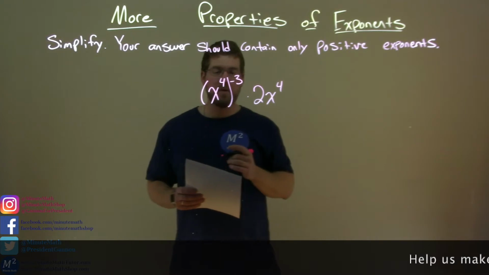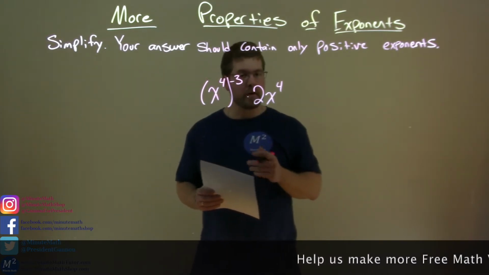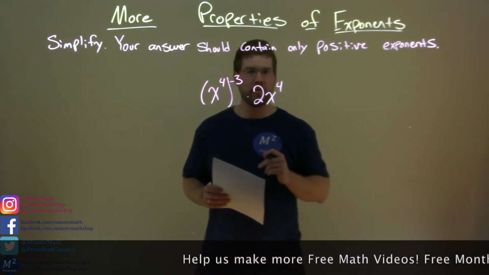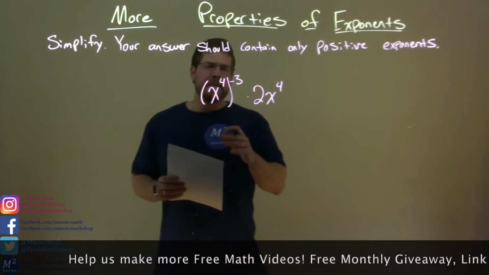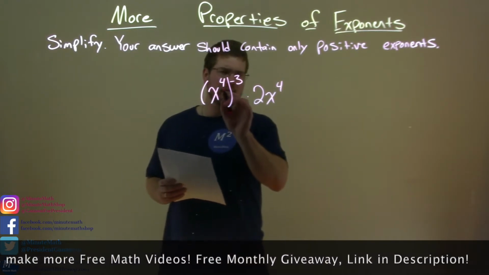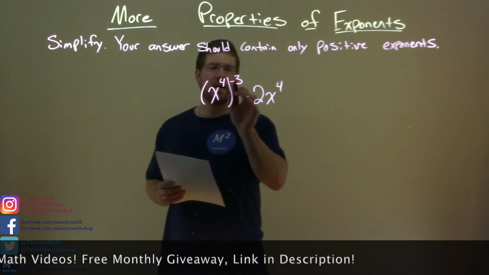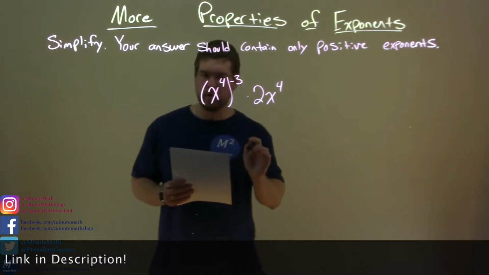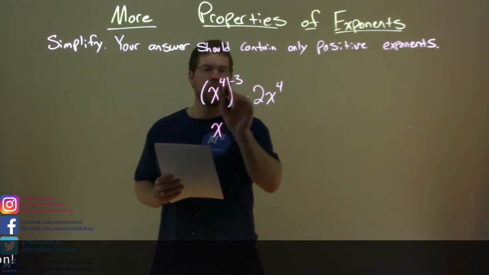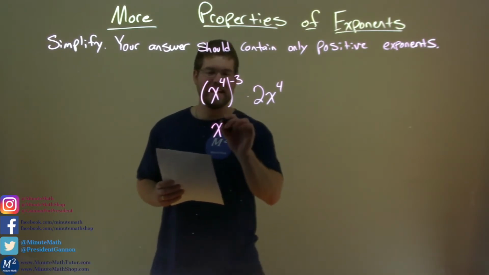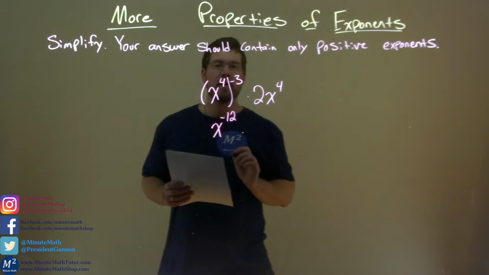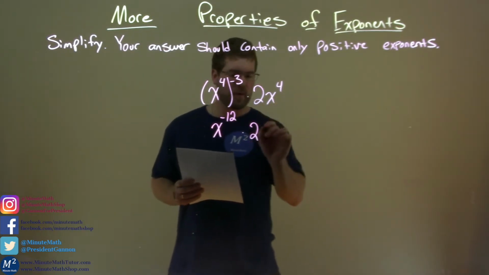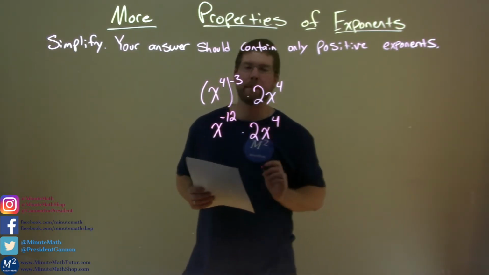x to the fourth power, all to the negative third power, times 2x to the fourth power. Well, first thing here, on the left, I have x to the fourth power to the power of negative 3. There we multiply the exponents. So we have x to the 4 times negative 3, which is a negative 12. Now, times 2, bring this part down, x to the fourth power.